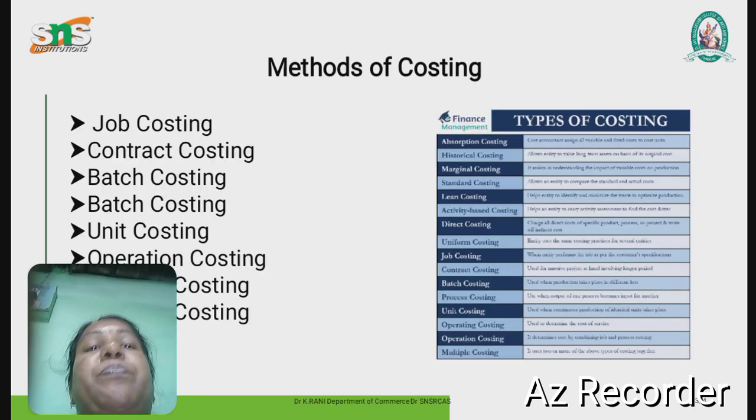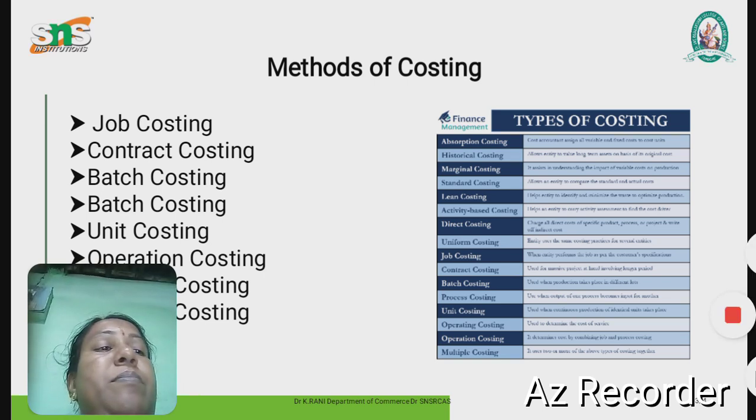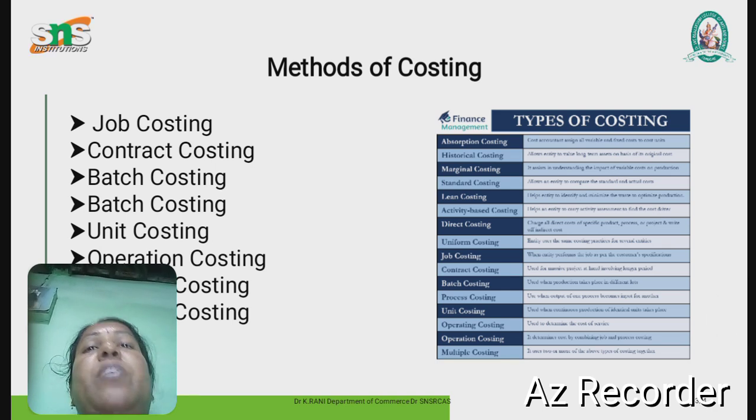Throughput costing. Throughput costing is a method of costing that focuses solely on the direct material cost of production, excluding other costs such as direct labor and overheads. Uniform costing. Uniform costing is a standardized costing system adopted by multiple firms within the same industry to facilitate comparison and benchmarking.